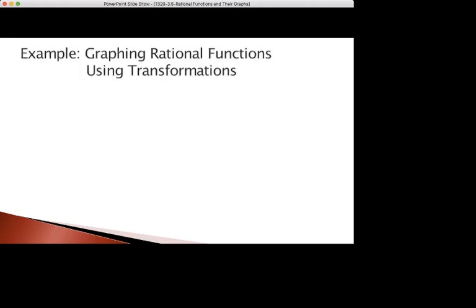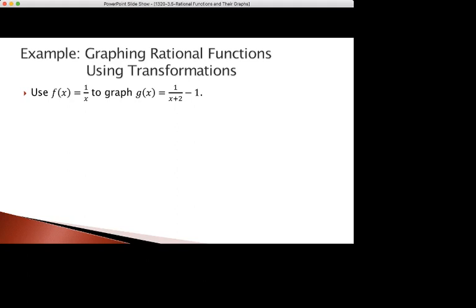Cool. Now, let's talk about graphing rational functions. The first way we're going to do this is by using transformations. And when we're using transformations to graph a rational function, we want to start with a parent function, a simple function that we know how to work with. And what we're going to choose is the function f of x is equal to 1 over x.